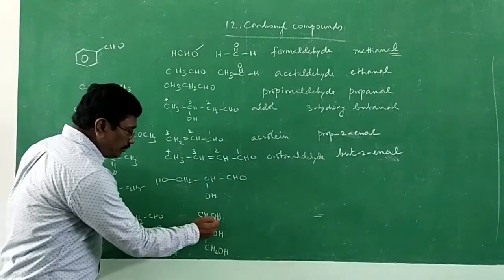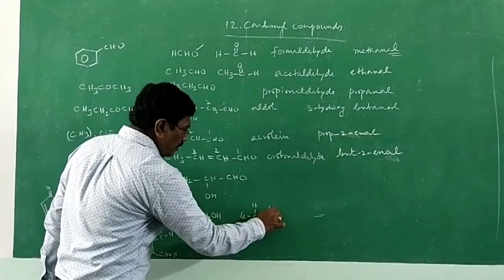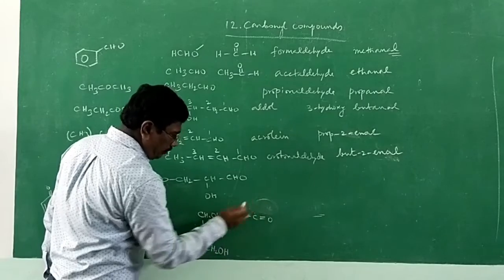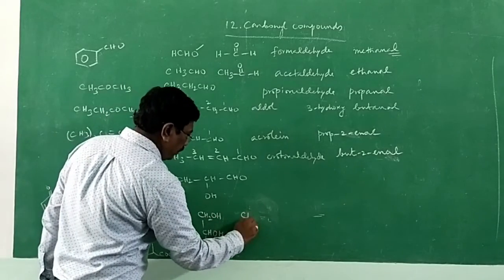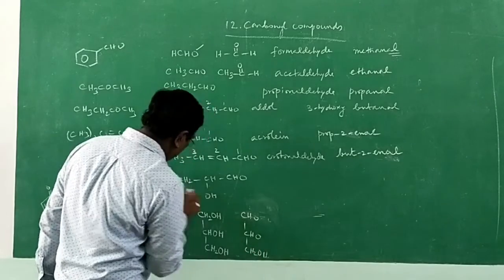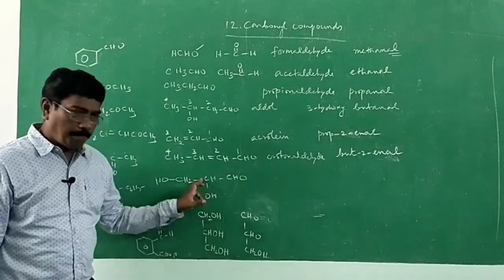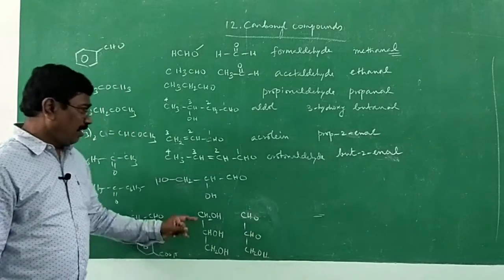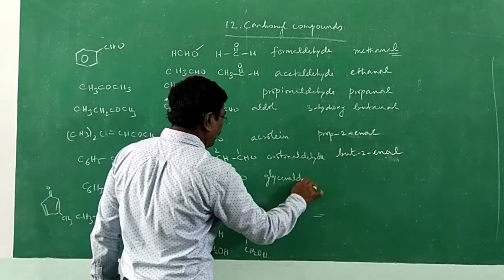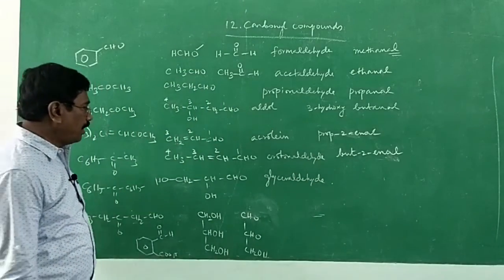Here, removal of hydrogen from CH2OH. Two hydrogen atoms are removed, therefore a double bond. It becomes an aldehyde. It becomes CHO, CHOH, CH2OH. That's it. CH2OH, CHOH, CHO, both are the same. It is called glyceraldehyde. Glycerol, upon oxidation, produces glyceraldehyde. That is the common name. What about the IUPAC name?